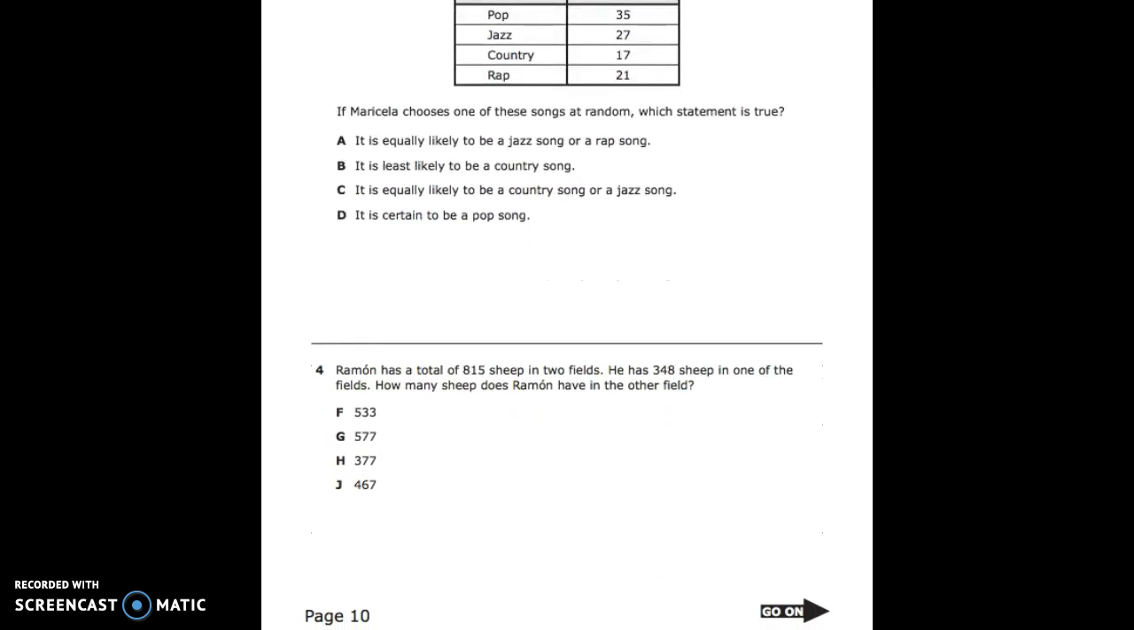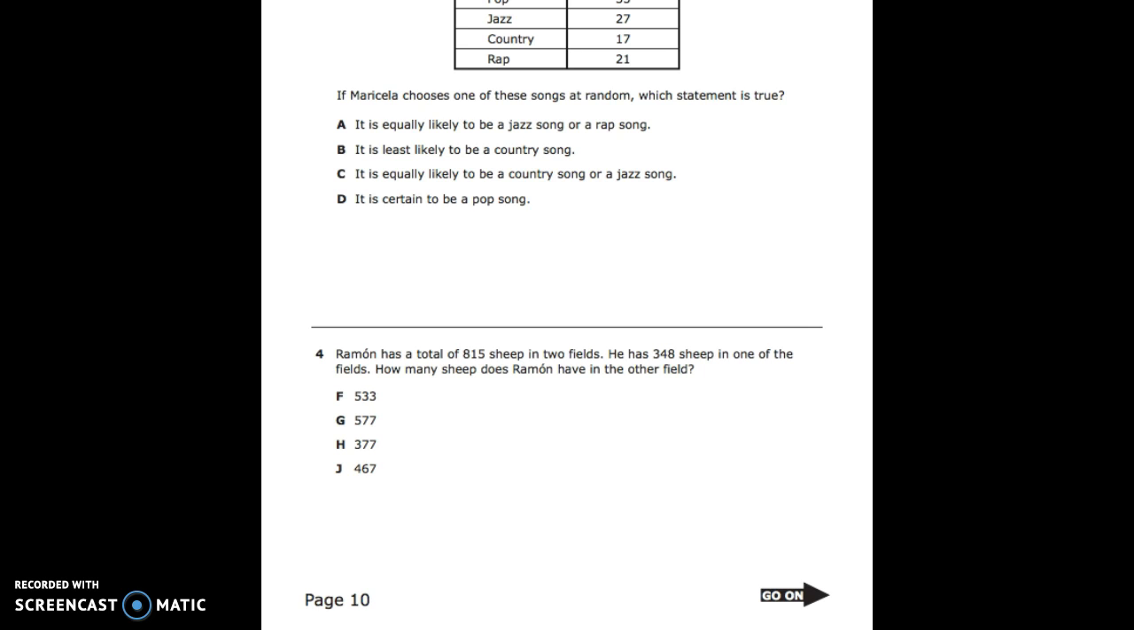Okay, number 4 is at the bottom of page 10. Ramon has a total of 815 sheep in 2 fields. He has 348 sheep in one of the fields. How many sheep does Ramon have in the other field? F, 533. G, 577. H, 377. Or J, 467.